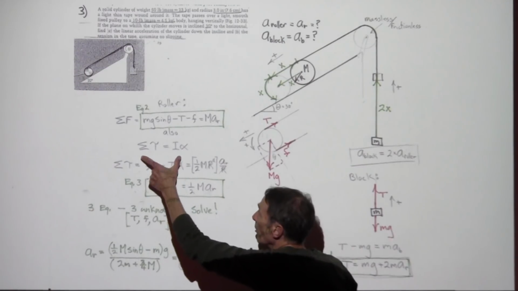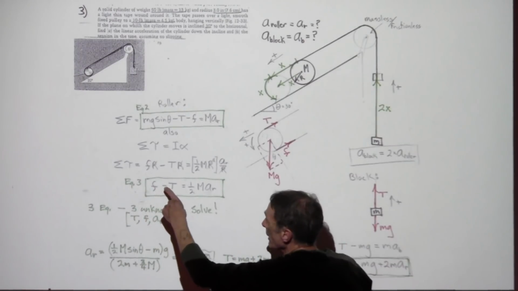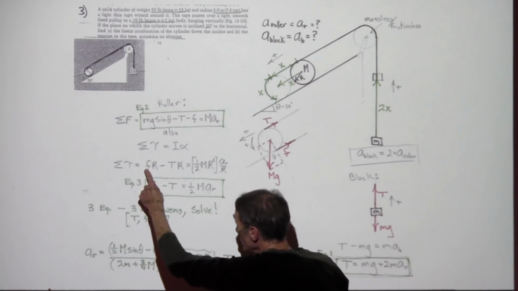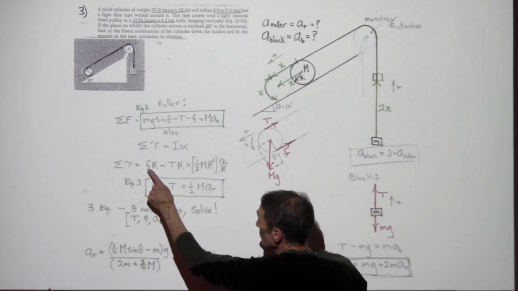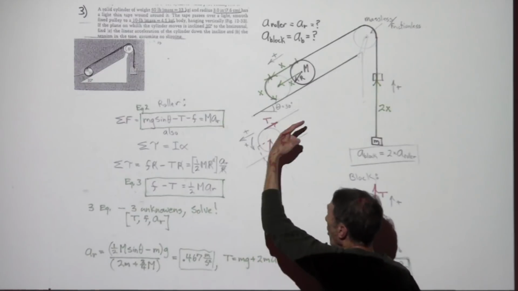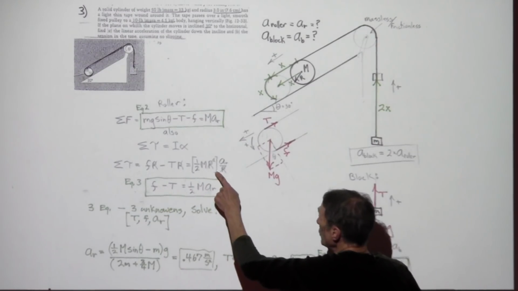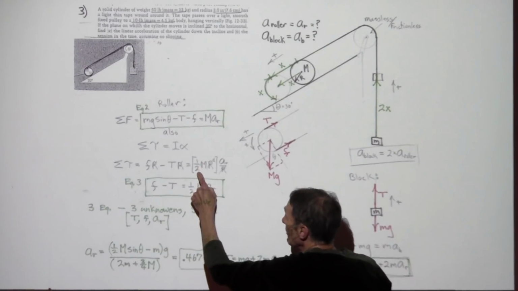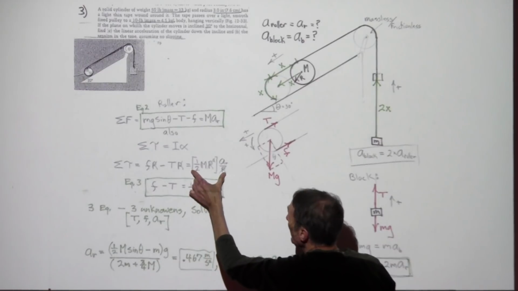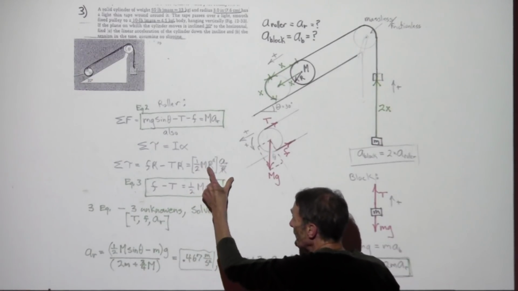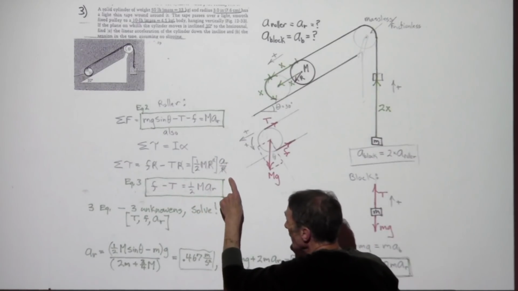And then also the torques are getting this thing to rotate. We're going to have the frictional force times r, the moment arm, wanting to rotate it in the plus direction. The tape wants to hold it back, minus T times r. And then that should equal I times alpha. I of a disk is 1/2 mr squared. The alpha is a over r.